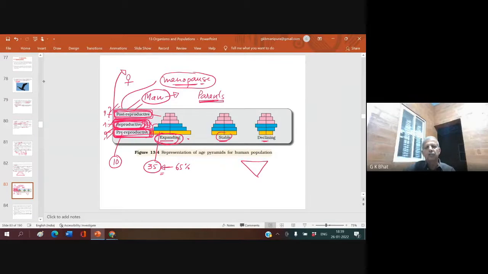In the expanding age pyramid, the pre-reproductive group is bigger than the reproductive group, which is bigger than the post-reproductive. In stable, almost they are of the same size. And in declining, the post-reproductive group is bigger than the reproductive group, which is bigger than the pre-reproductive group.